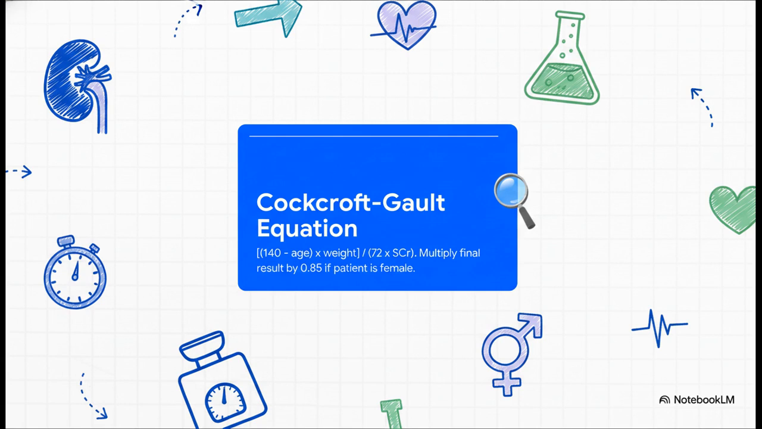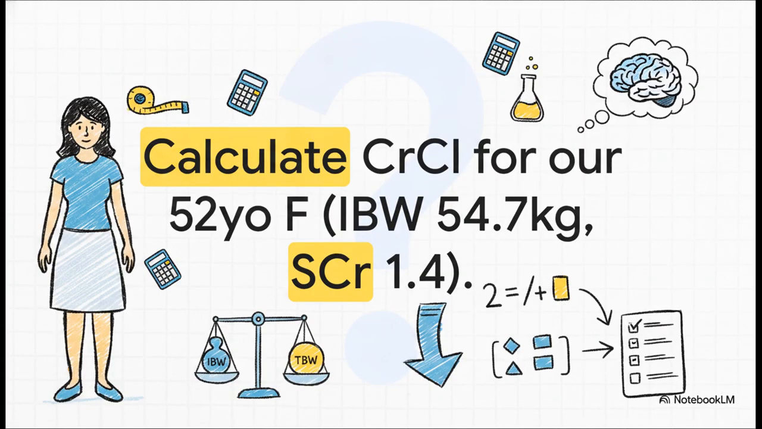And please, I literally cannot stress this enough. If the patient is female, you must multiply the entire final result by 0.85 to account for muscle mass differences. Do not miss that step. Time for another practice. Using our previous 52-year-old female patient who had an IBW of 54.7 kilos and a TBW of 88.6 kilos, let's say her serum creatinine is 1.4 milligrams per deciliter. Calculate her estimated creatinine clearance.